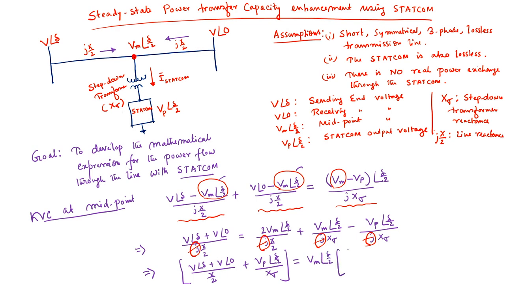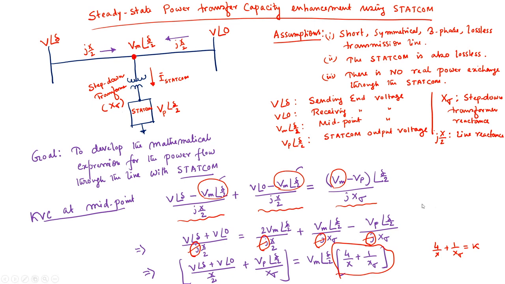So, what will we get? We will get 4 by x plus 1 upon x sigma. So, this is the equation we get, and we will continue to derive this expression. Let us consider this 4 divided by x plus 1 divided by x sigma as some constant k.